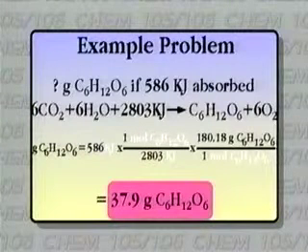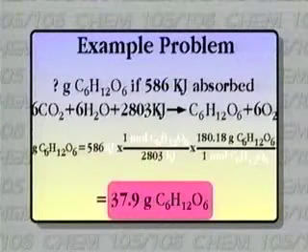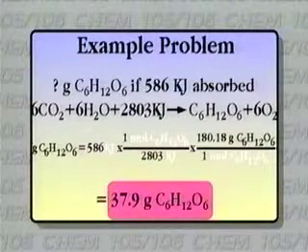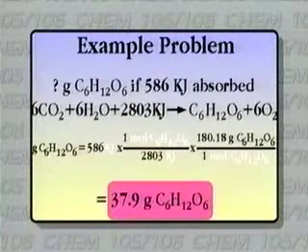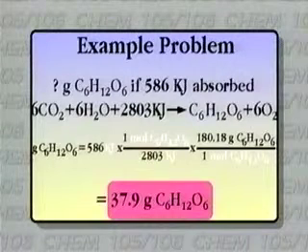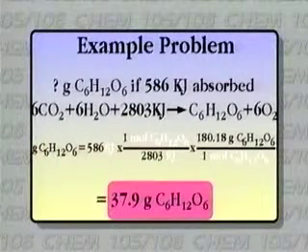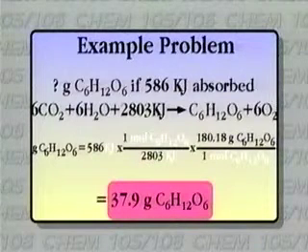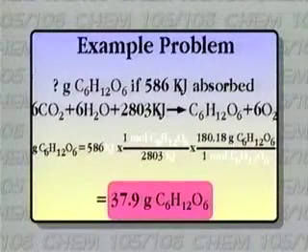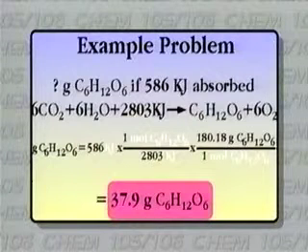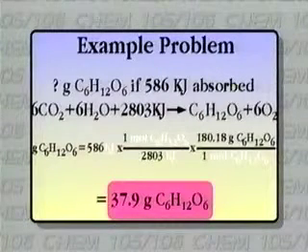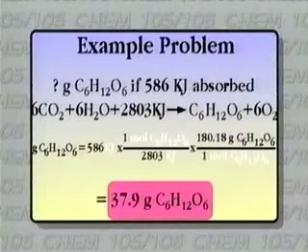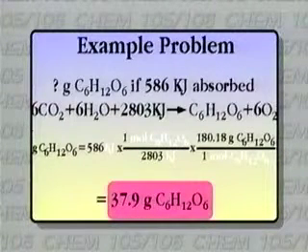180.18. And in this case, we're again limited to 3 significant figures based on the measured energy quantity. We could have had 5 here or 4 here, but only 3 based on the energy input. And so our final answer is 37.9 grams of C6H12O6 would be produced. Okay?